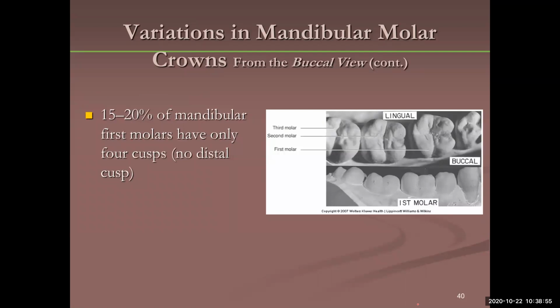10 to 20% of the mandibular first molars only have 4 cusps. They don't have a distal cusp. They don't have that 5th cusp. So if that is the anomaly, they're not going to have 5 cusps. They're not going to have those 3 buccal cusps.